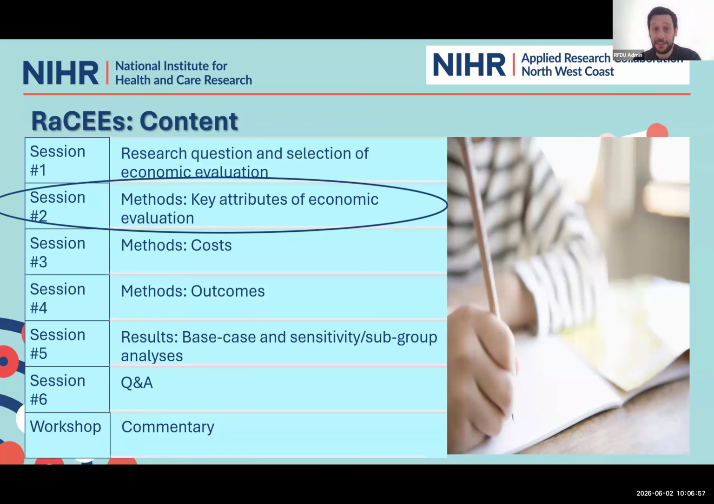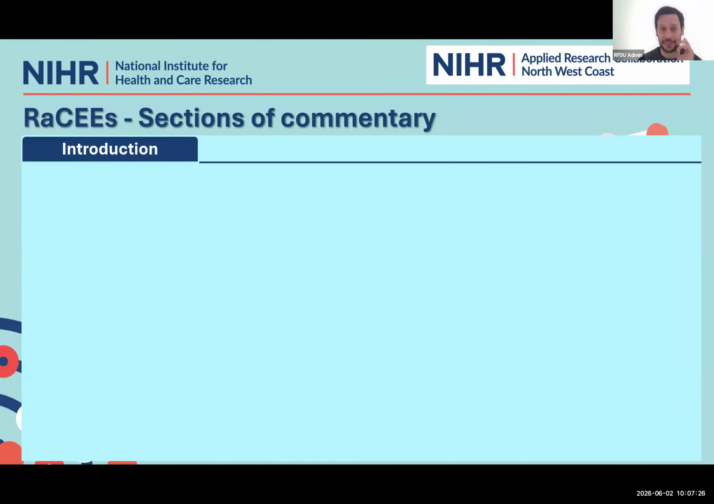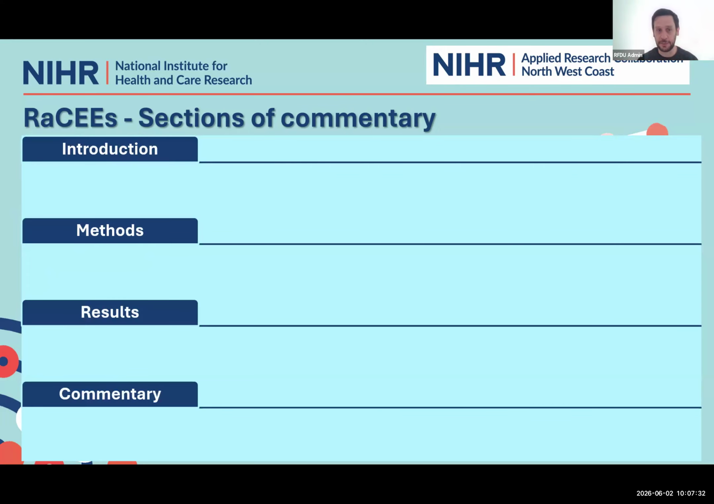Okay, so session two is about the key attributes of an economic evaluation, and I'm going to show you now the sections of our final commentary. So when we do the workshop in September, we will start writing up our commentary, and the commentary, at least on paper, will have different sections. We will probably make some adjustments depending on the journal requirements, but on paper at least, we will start with these sections: the introduction, the methods, the results, and the actual commentary bit, which we will use to critically appraise the economic evaluation paper.